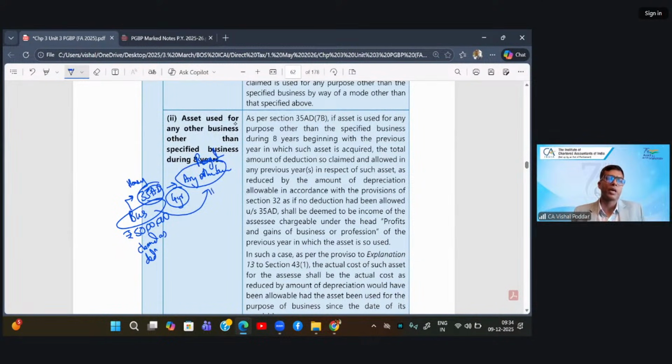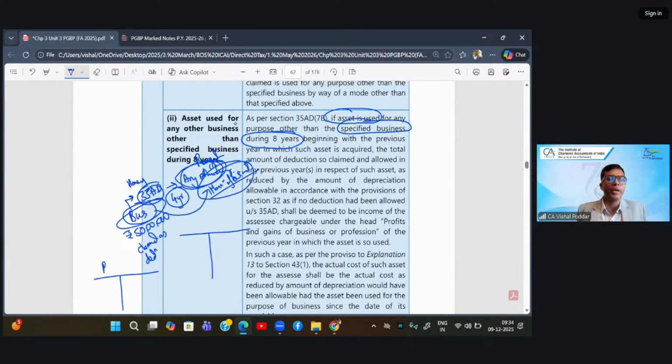What is this business? I'm a manufacturer of biscuits also. So I manufacture biscuits. Now I shift this bus from here to here to be used for transporting employees of this business. Now, what does the law say? If the asset which you had used for the specified business is shifted within 8 years to any other business, what will happen? Now, in this year, when you shift this, what will happen?